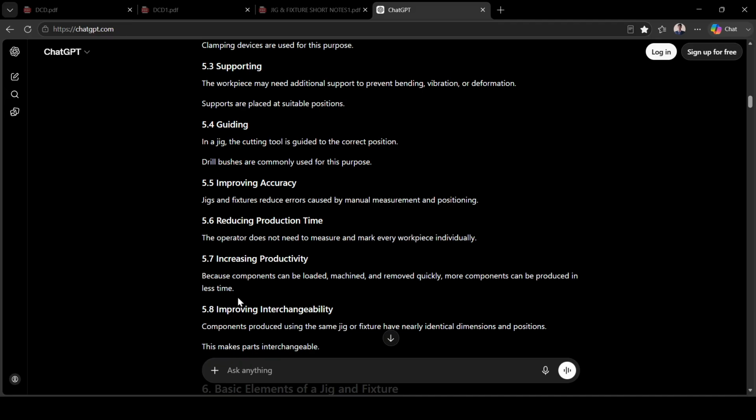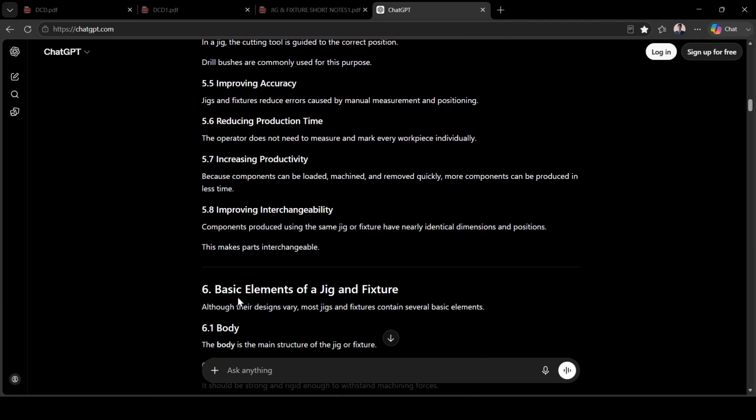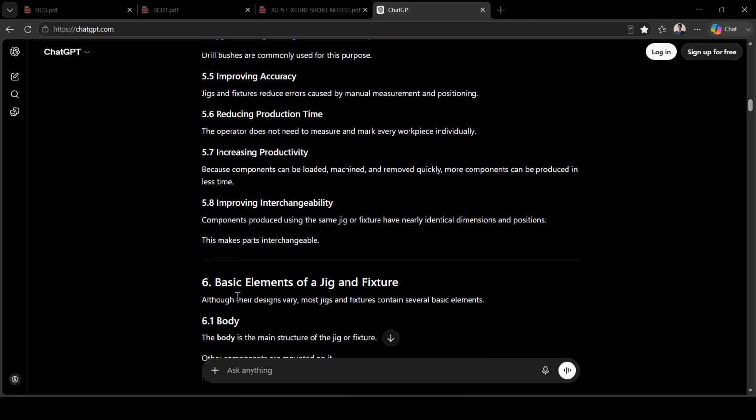Improve accuracy. Jigs and fixtures reduce errors caused by manual measurement and positioning. Reduce production time. The operator does not need to measure or mark every workpiece individually. Increase productivity. Because components can be loaded, machined, and moved quickly, more components can be produced in less time. Improve interchangeability. Components produced using the same jig and fixture have nearly identical dimensions and positions, and this makes parts interchangeable.